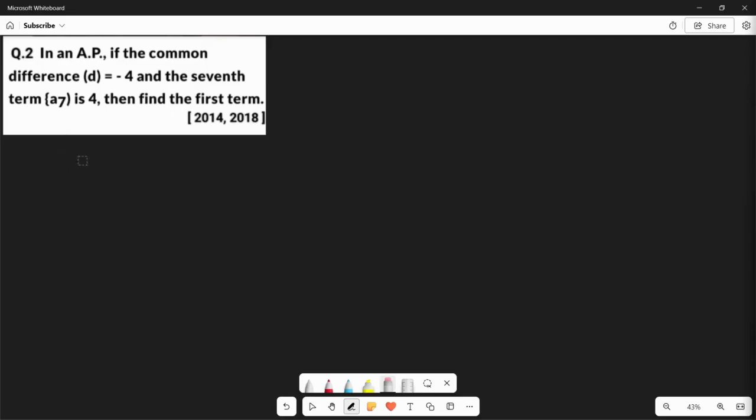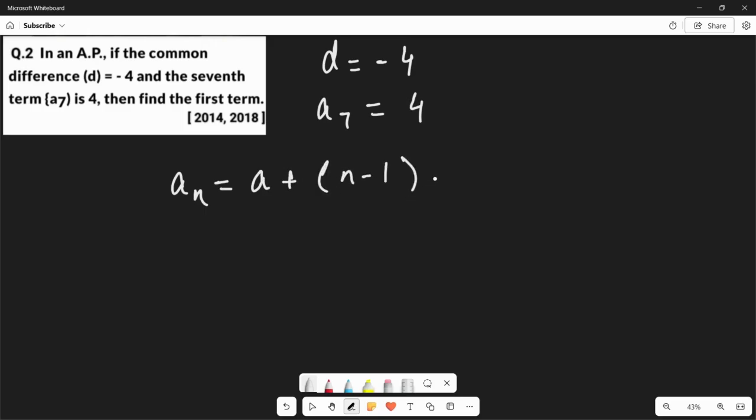Now moving to the second question, that is also from arithmetic progressions. It states that in an AP, if the common difference d is equal to minus 4 and the seventh term a of 7 is 4, then find the first term. That is, we are given the common difference, that is minus 4, and also the seventh term, that is equal to 4. We already know the formula, that is a of n will be equal to a plus n minus 1 into d.